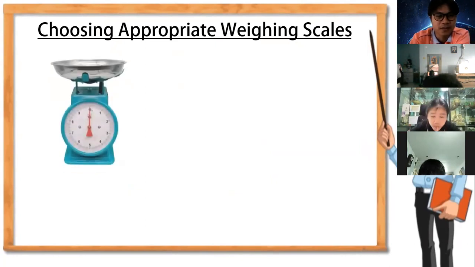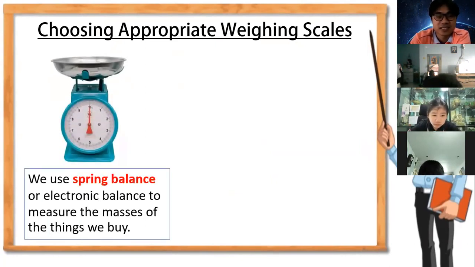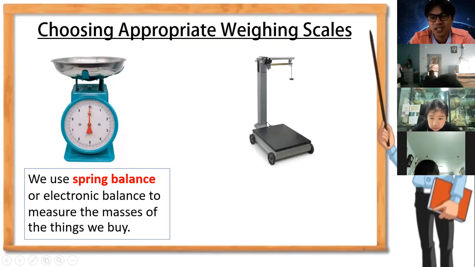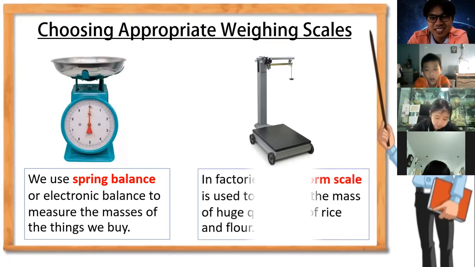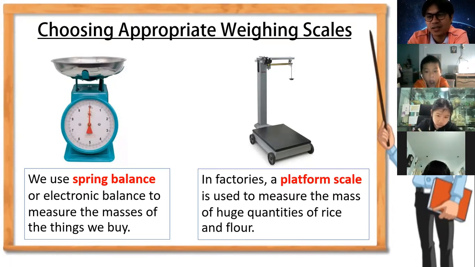For example, here we have what we call a spring balance. We use a spring balance or electronic balance to measure the weight of the things we buy, for example fruits and groceries. This weighing scale is commonly used in stores and supermarkets, right? And how about this? Do you know the name of this weighing scale? This is usually used in factories, right?